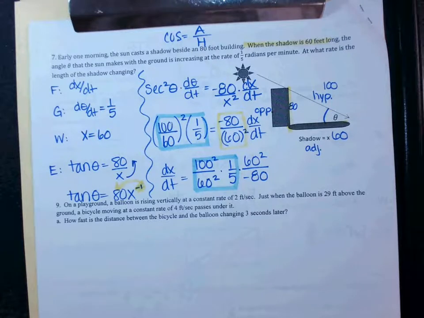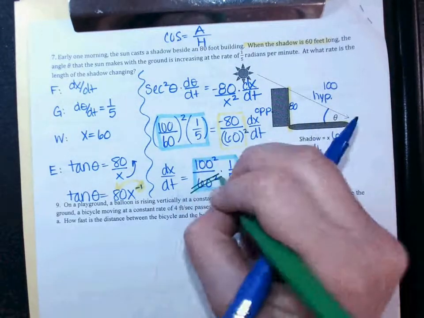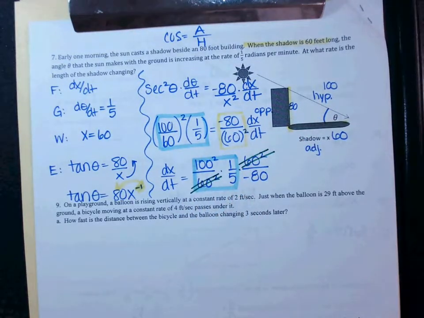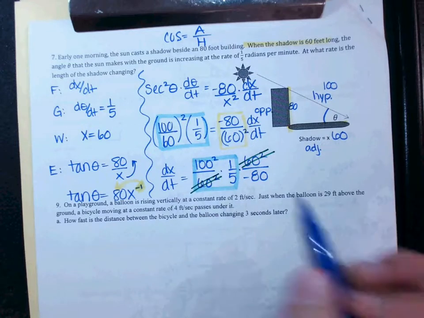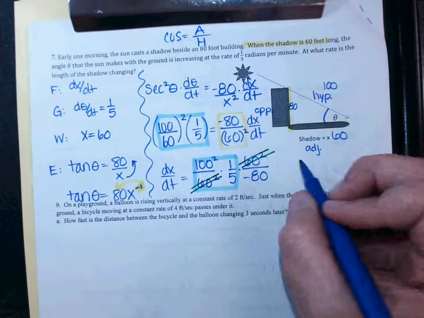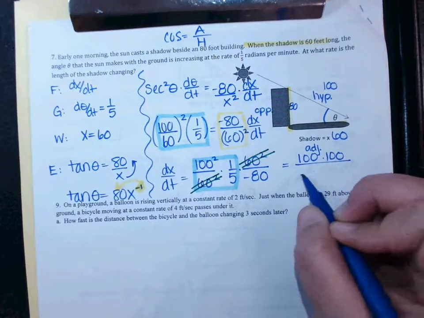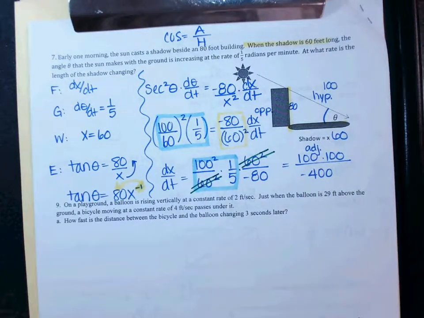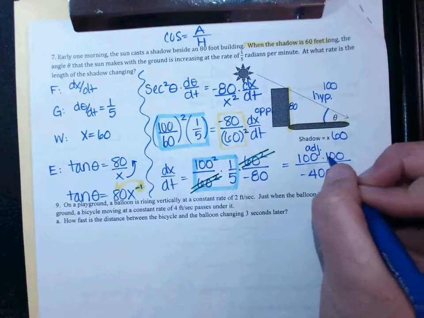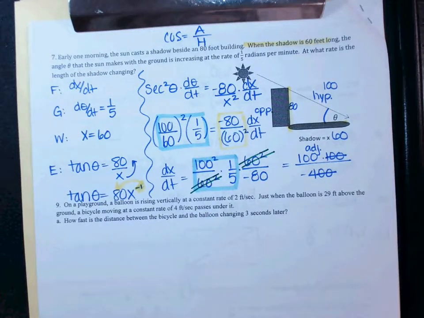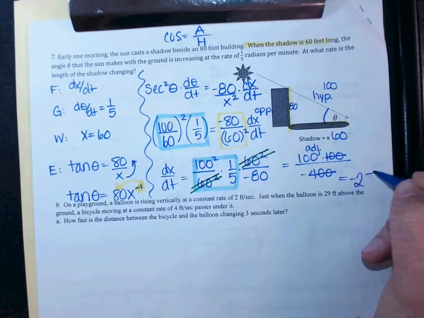What's going to cross out? The 60 squared. Good, the 60s are going to cross out, so this one's gone, this one's gone. Okay, then I have 100 squared over 80 times 5. What's 80 times 5? 400. So I'd have 100 times 100 over negative 400. What could you do from there? You could cross out some zeros, but what's 100 and negative 400 if you reduce? 1/4. Negative 1/4. And what's 100 divided by 4? 25. Negative 25.